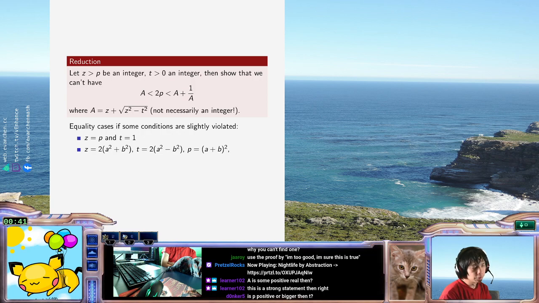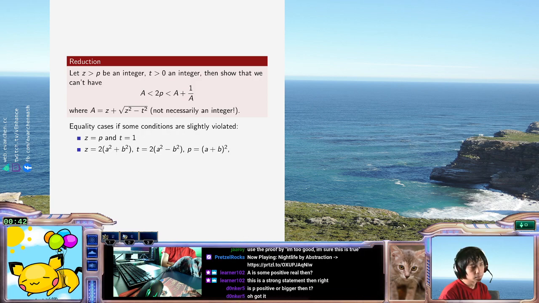Is p positive or bigger than t? P is a prime. There's no restraint on... I mean, okay, t has to be less than z because otherwise a is not defined. But yeah, t is strictly less than z. Yeah, let me just write t.